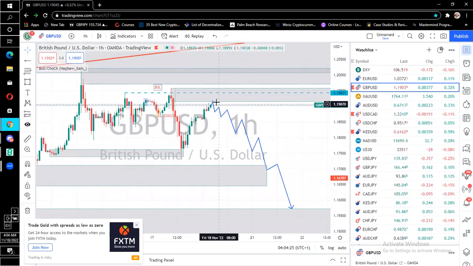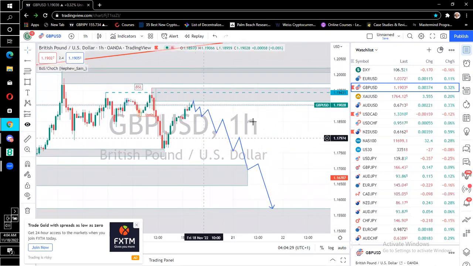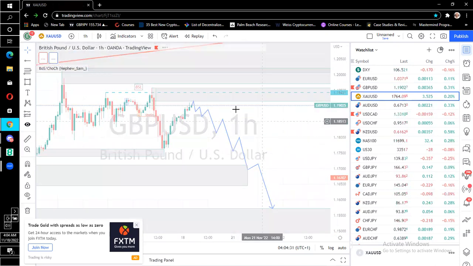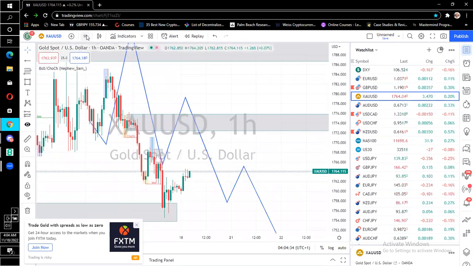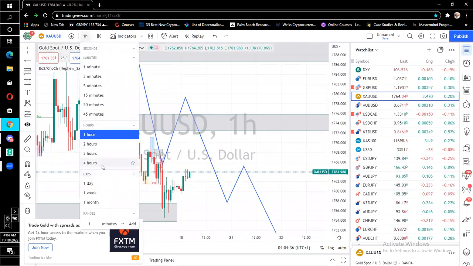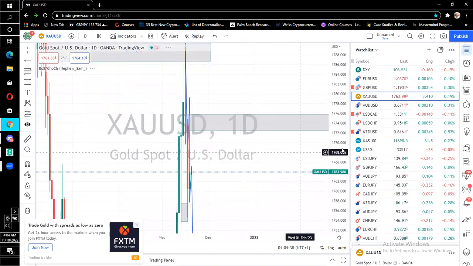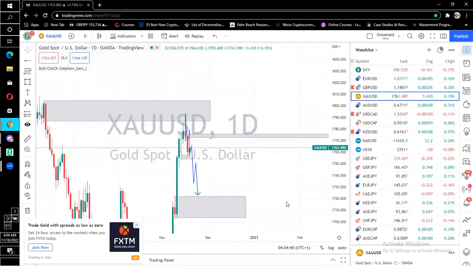All right, so I want to see them hit this level. Then we'll be good to sell. The next one is gold. We're going to daily time frame. I'm taking out this.